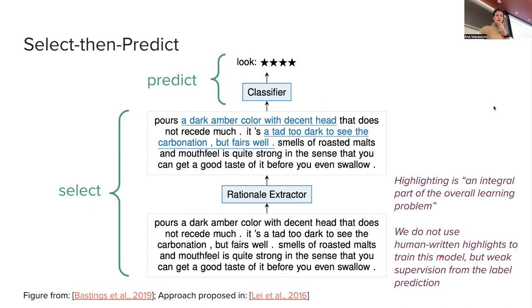Important in this initial approach from 2016 from Lei et al. is that this is a super important work. You should all read it and be aware of it. Important here is that you don't use human-written highlights to train this model. Rather, your whole supervision comes from the loss with respect to the predicted label. So it's an example of weak supervision.